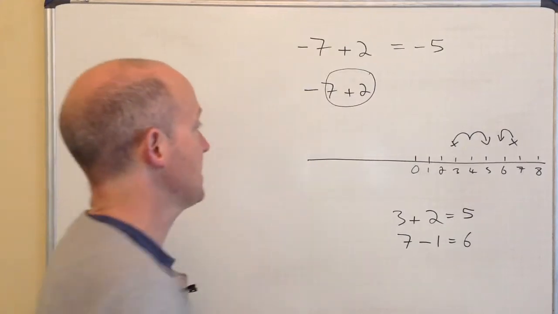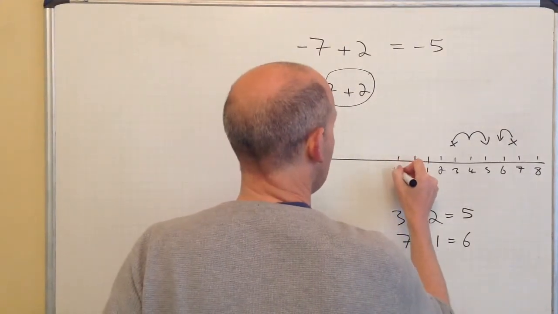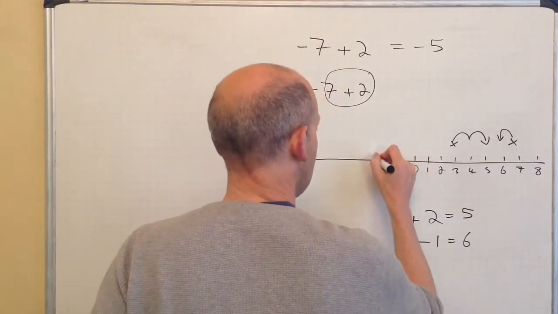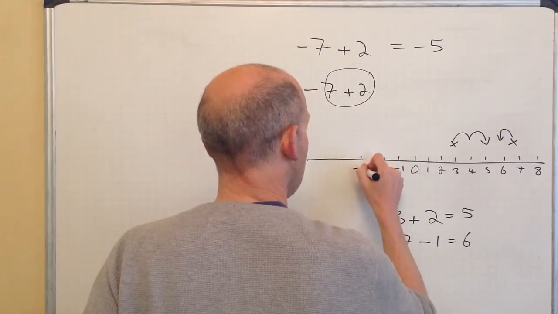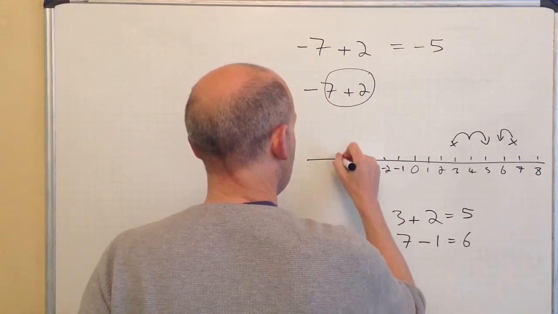But now let's think about this sum here, minus 7 plus 2. Well, one thing that we don't tell kids at junior school is that the number line carries on this way.